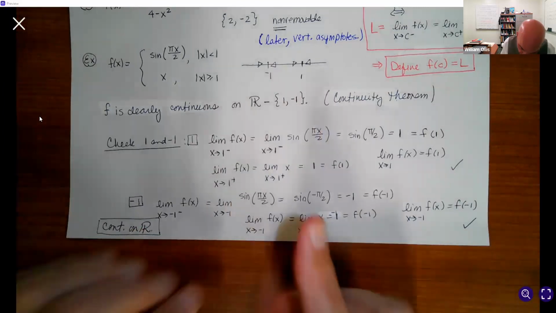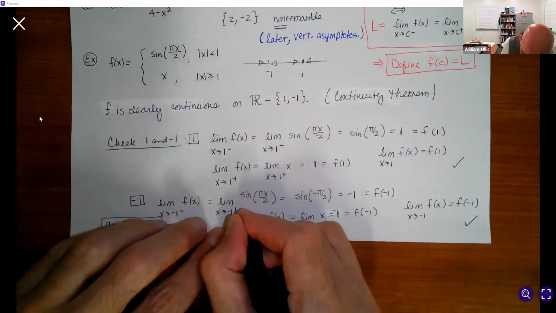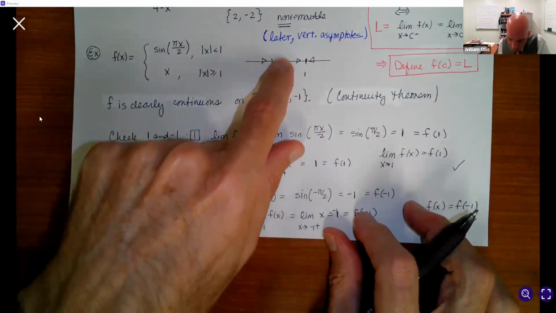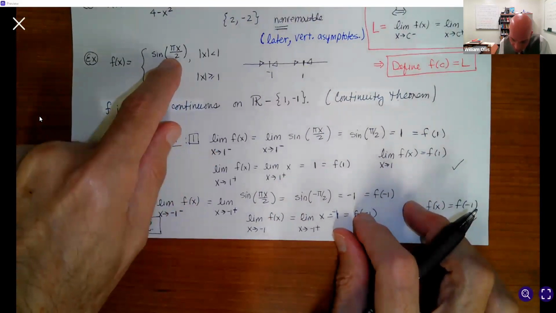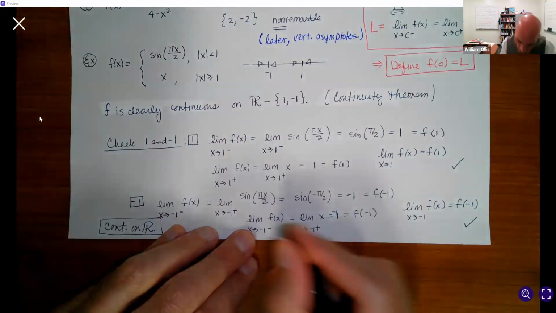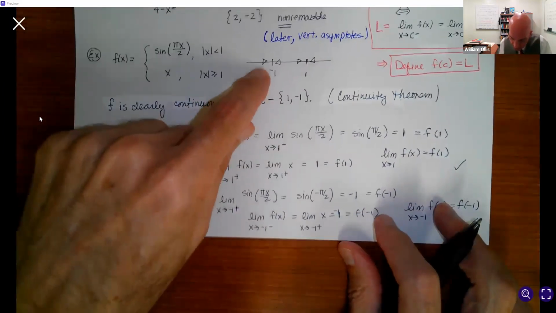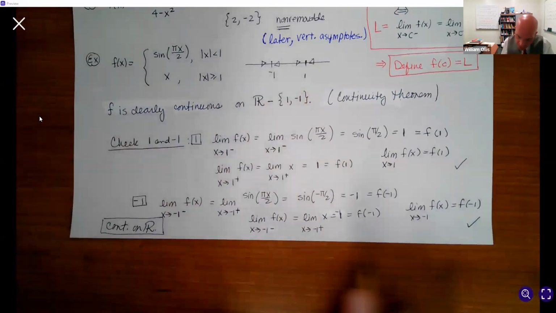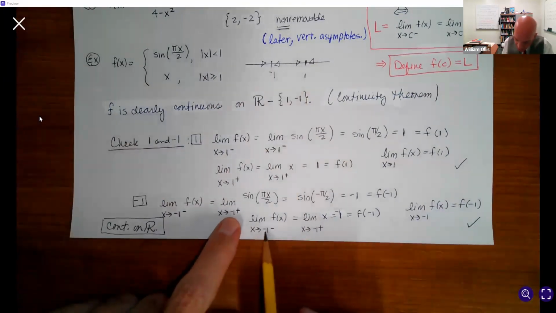So we'll do plus. Notice when we approach from the right, we're in between 1 and -1, and so that's the sine function. And when we approach from the left, we're on this side. So that's important. It flips between these two. So it's easiest just to do this.